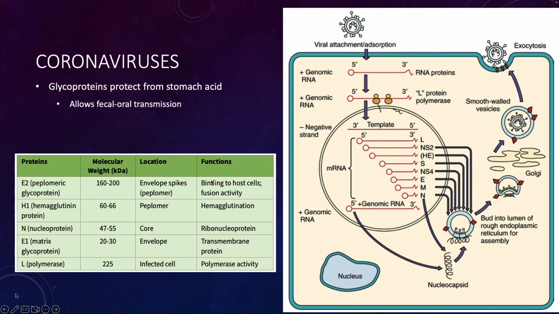Now, generally, when we talk about an enveloped virus, we would talk about an enveloped virus actually being sensitive to stomach acid. However, some of the glycoproteins that they have in that envelope actually can protect them from stomach acid, allowing them to also be transmitted through the fecal-oral route. And when we were talking about enteroviruses, I mentioned how we can use wastewater surveillance to look for polio. Well, we can also use wastewater surveillance to look for coronaviruses because they can be transmitted through that fecal-oral route.